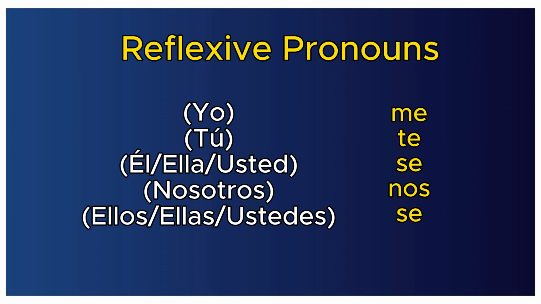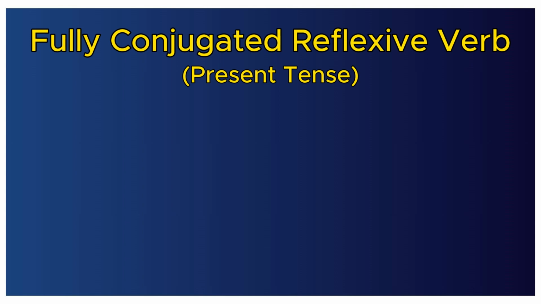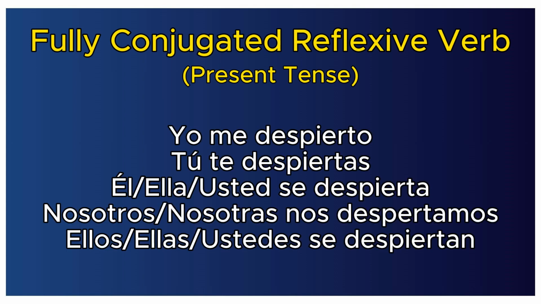Now, let's take a closer look at these Spanish reflexive pronouns. Me, te, se, nos, se. So remember, most importantly, the subject, the object pronoun, and the verb all have to be in agreement. So here we see the example of all three put together. Yo me despierto. Tú te despiertas. Él, ella o usted se despierta. Nosotros nos despertamos. Ellos, ellas o ustedes se despiertan.